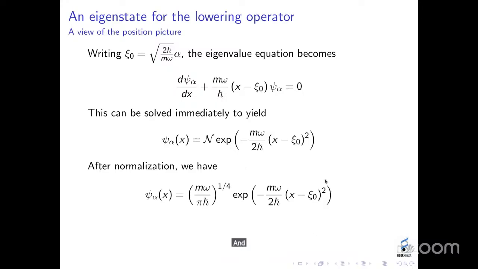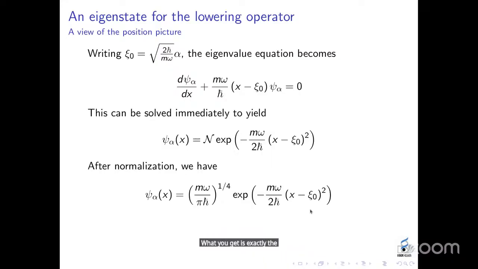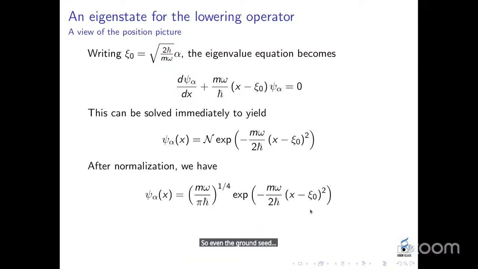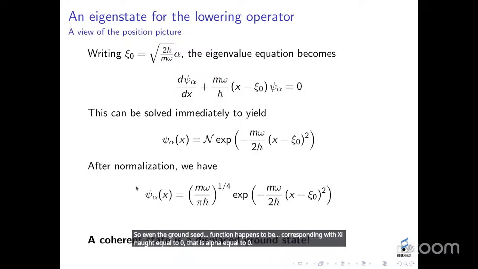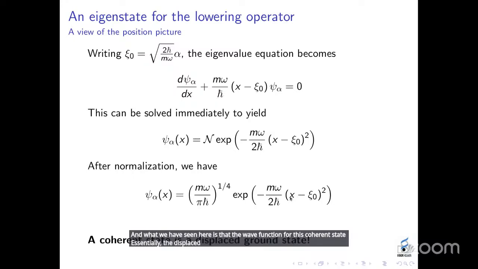I'm pretty sure most of you can recognize that if you leave out the xi naught, what you get is exactly the ground state wave function for a harmonic oscillator. So even the ground state wave function happens to be a state corresponding to xi naught equal to 0, that is alpha equal to 0. And what we have seen here is that the wave function for this coherent state is essentially the displaced ground state. x has been shifted to x minus xi0. So the center is no longer at the origin. The peak is displaced to a different point.